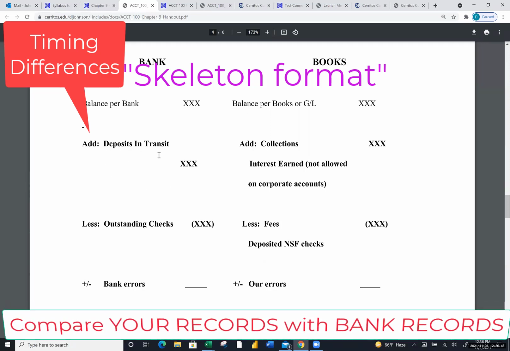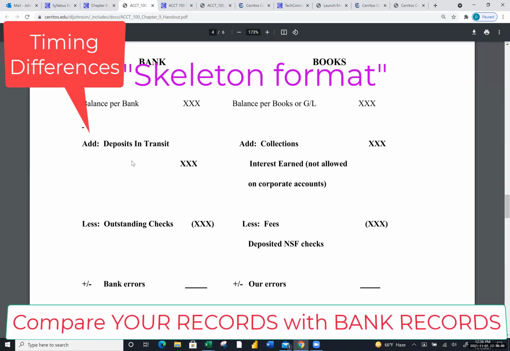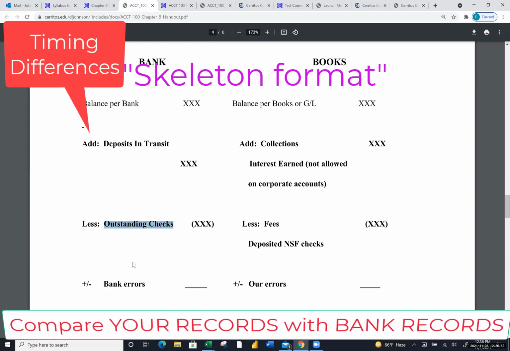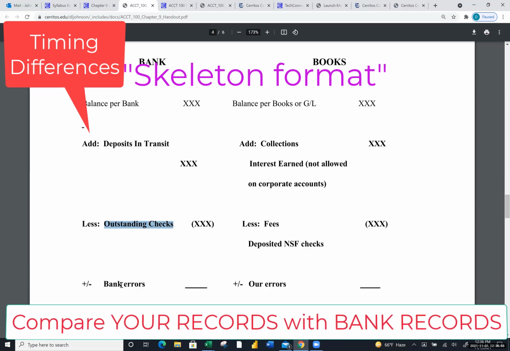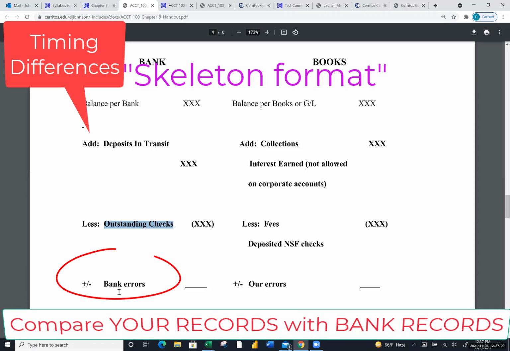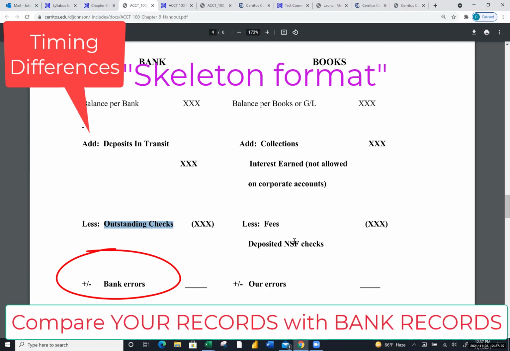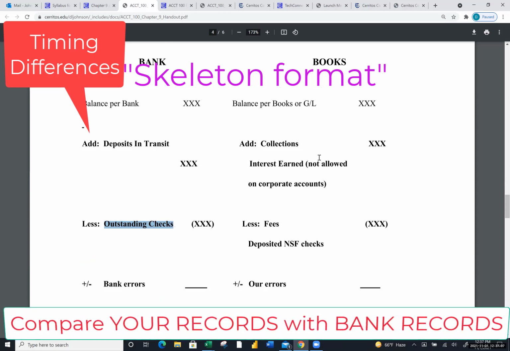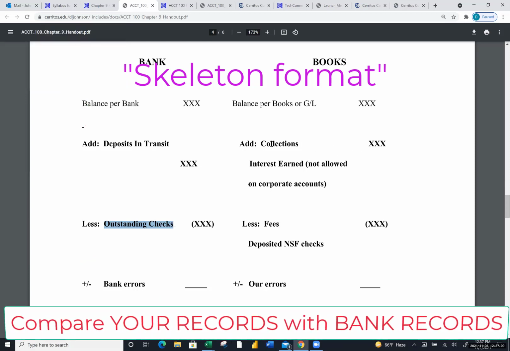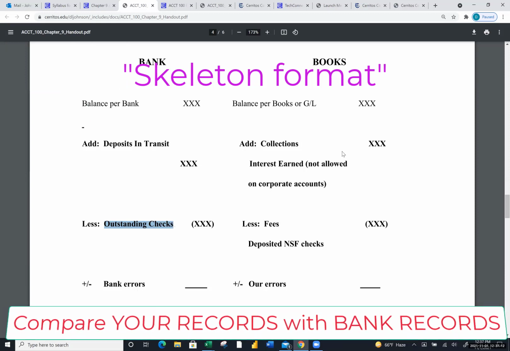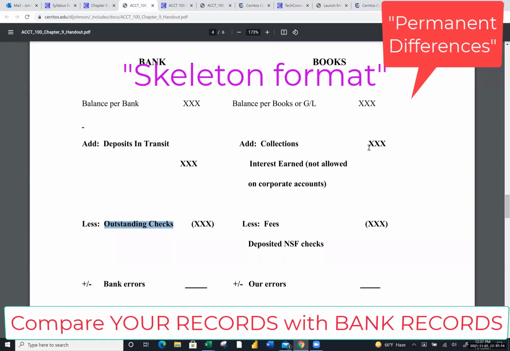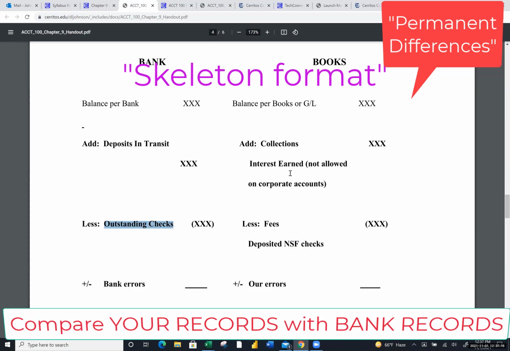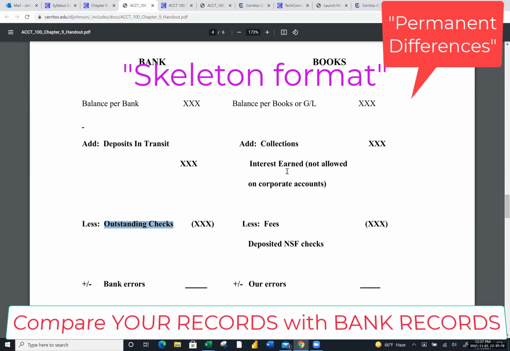On the bank side, you're going to have deposits in transit. We defined those last time. And you're going to have outstanding checks. We defined those. The only other thing you'll ever see on the bank side is an error that your bank makes. On the book side, honestly, I don't have too many pluses. Maybe once or twice a year, I may have a collection that the bank makes on my behalf. And then again, there's always that penny or two of interest.